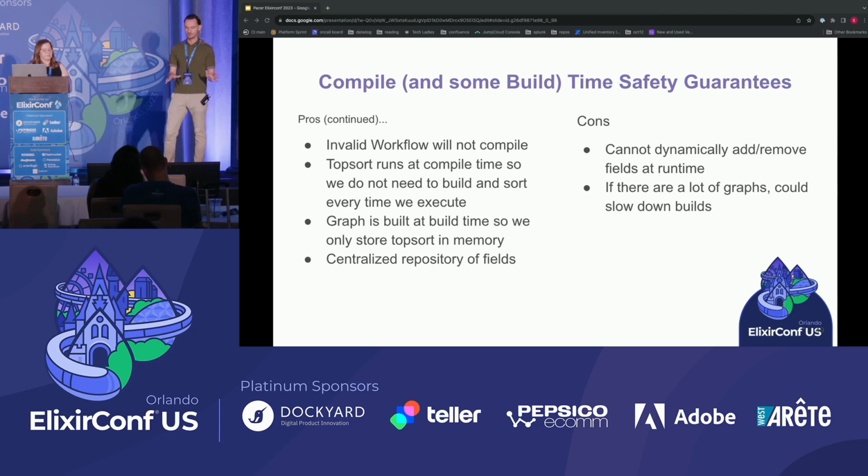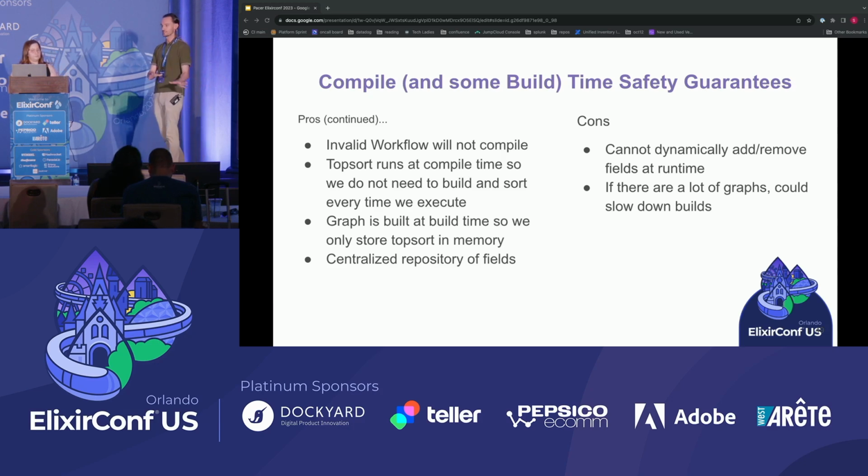That all happens at compile time, as I mentioned. So we're offloading the CPU and memory overhead to compile time, and then basically just caching the results of the top sort on whatever graphs you have. And the other benefit is that it gives you a centralized repository of fields. If you have a really complex workflow, you can just go look at the docs for that and see all the fields it defines. Makes sense.